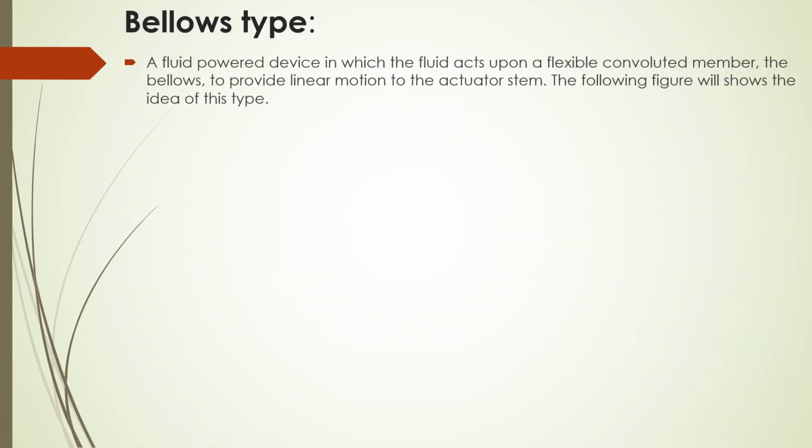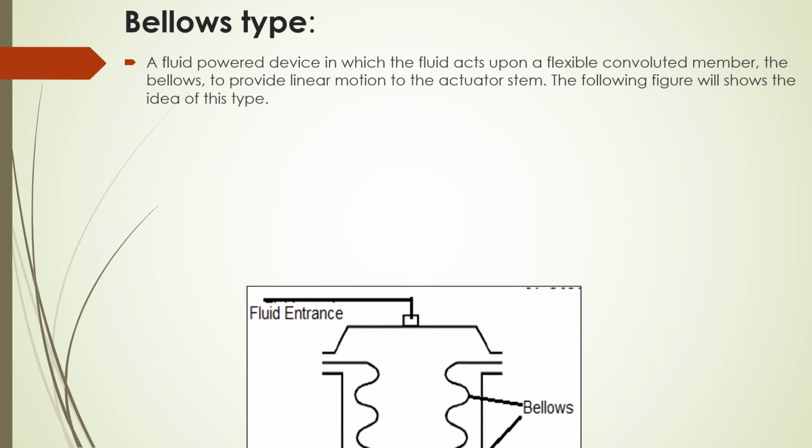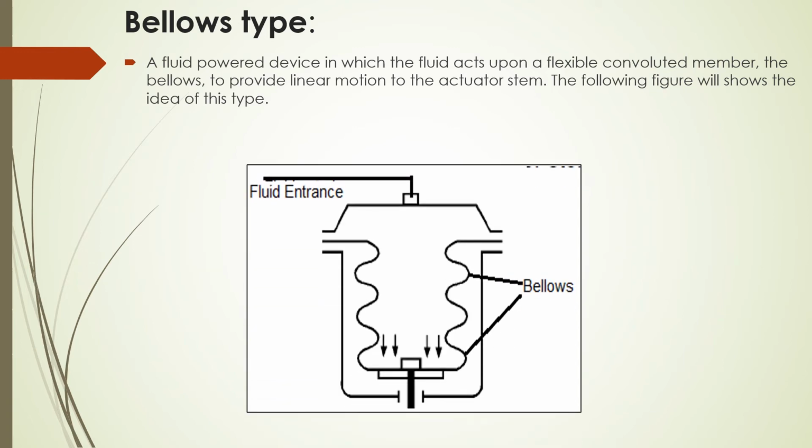Bellows type. A fluid powered device in which the fluid acts upon a flexible convoluted member, the bellows, to provide a linear motion to the actuator stem. The following figure will show the idea of this type.